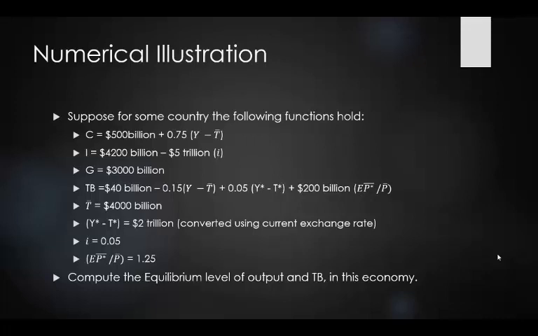Suppose that the component parts of aggregate demand were given by the following functions as stated on this slide. If further, the level of taxes in the home country was fixed at $4 trillion and the level of foreign disposable income at $2 trillion after conversion at the current exchange rate, if the nominal interest rate in the home country is 5% and the home real exchange rate is 1.25, we are asked to compute the equilibrium level of output in this economy, along with the trade balance. So how do we proceed?